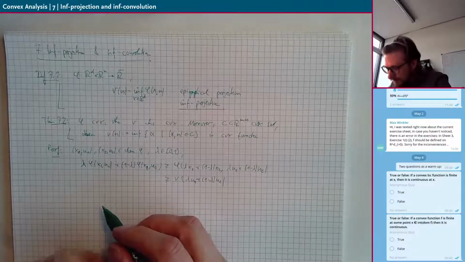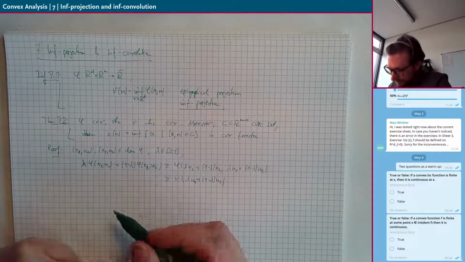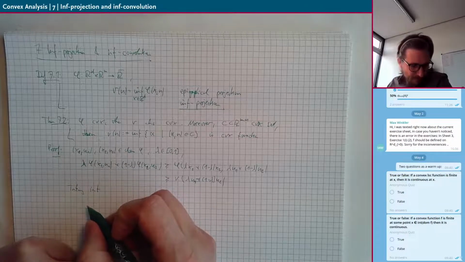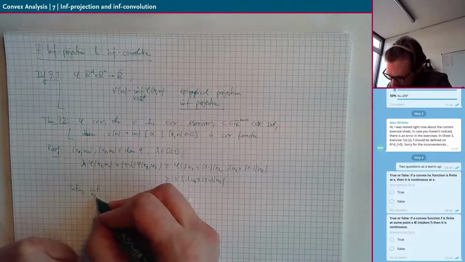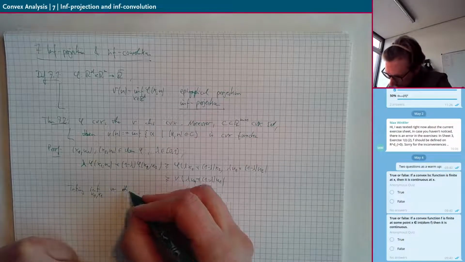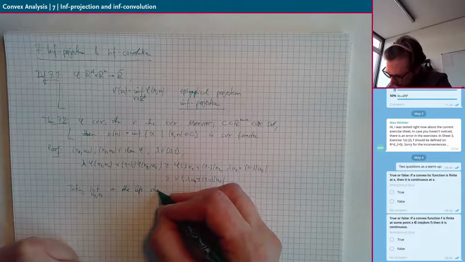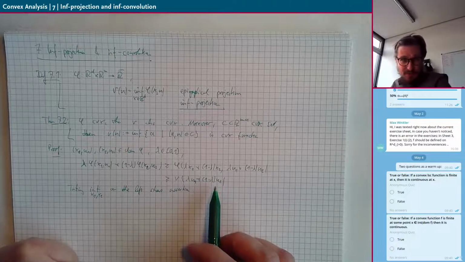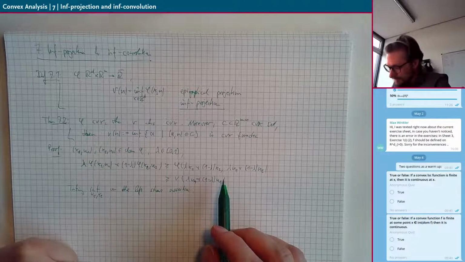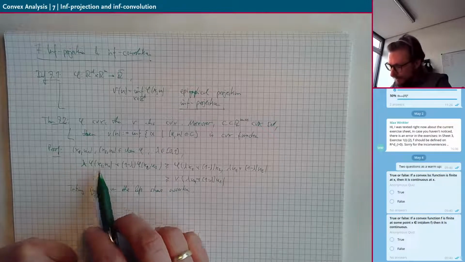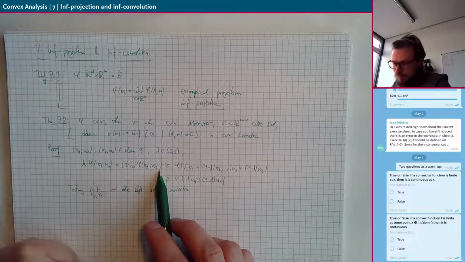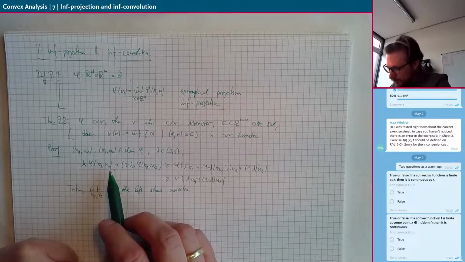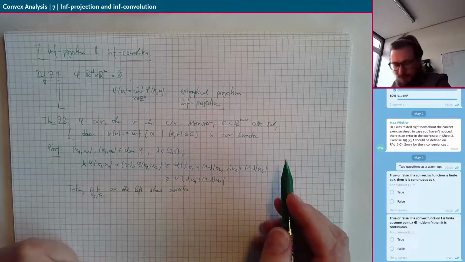Now what we do is we take the infimum over x1 and x2 on the left hand side. Because the right hand side does not depend on x1 and x2 anymore, we can just take the infimum twice, over x1 and then over x2, and then this left hand side is exactly lambda times v of u1 plus 1 minus lambda times v of u2, and that's what we wanted to show.